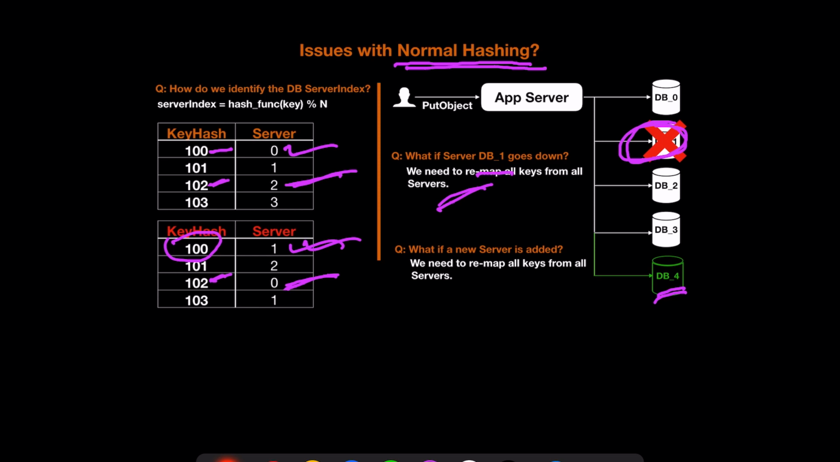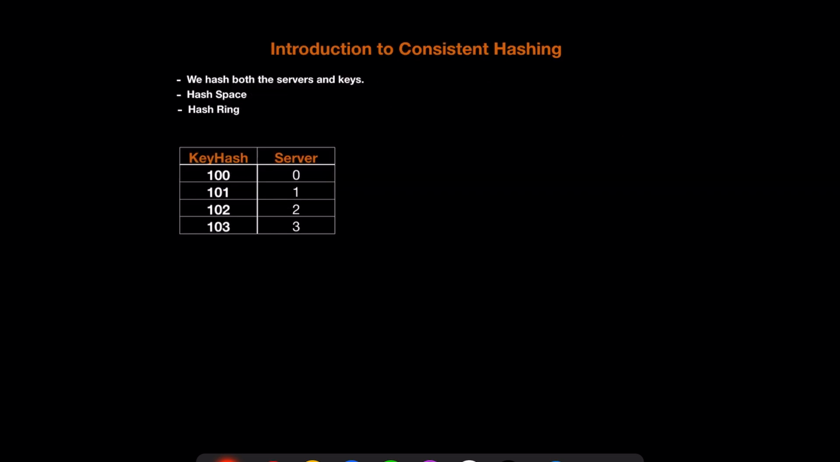How can we overcome this? Here comes the idea of consistent hashing. We do have some issues with normal hashing. That's why we are coming with a new sort of hashing mechanism, which we are calling consistent hashing.